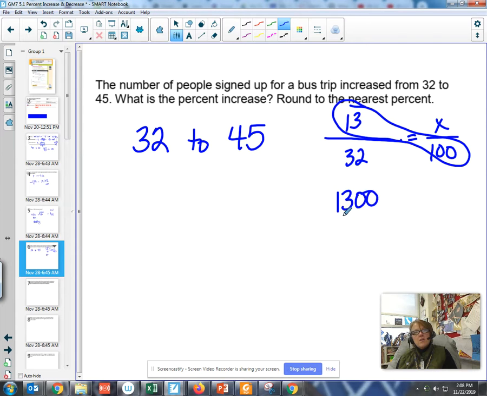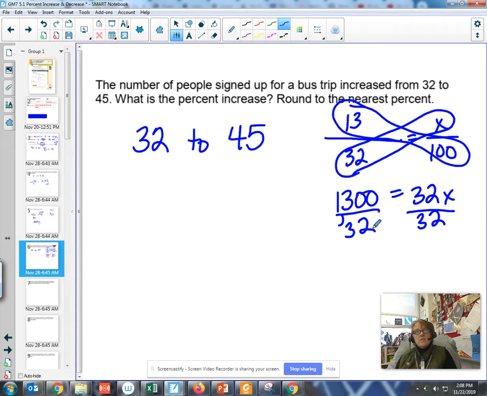13 times 100 is 1,300. 32 times x is 32x. I want to figure out what that x value is, so you have to divide by 32. All right, let's go to town. I get something like 40 and 625 thousandths percent. By the way, that's 5/8. So 40, that's not quite half, right? That makes sense. 13 over 32 is a little more than a third.